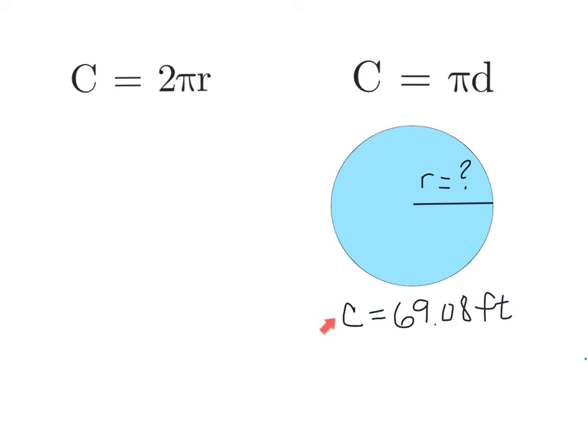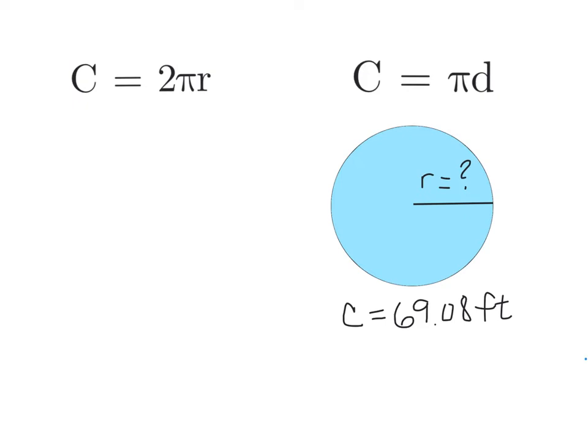All right, let's look at a little bit different problem. In this one, I'm given the circumference of this circle, and it's equal to 69.08 feet. What I don't know is the radius. So what I'm going to do is use my formula for circumference equal to 2 pi r to substitute in my known values and solve using algebra to determine my unknown value.